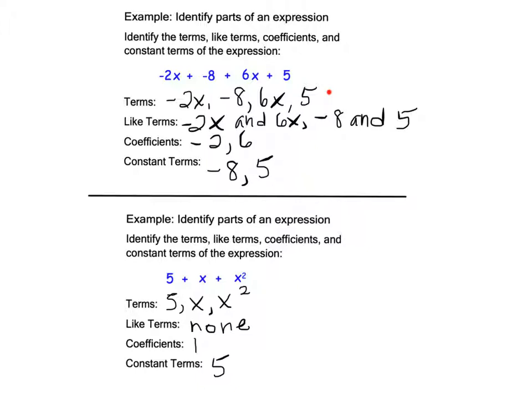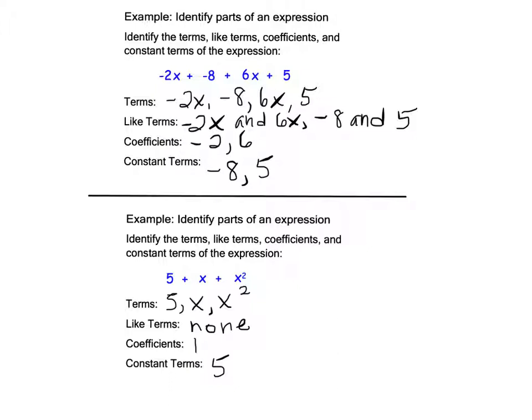The only thing to remember is to make sure your negatives come along with the numbers. Your like terms, we had two sets. We had like terms that had the same variable parts. But here, your constants are also considered like terms because they have no variable parts, and that's considered the same. The coefficients, again, just make sure you remember that negative sign in front of the 2. And we have two constant terms here, negative 8 and 5.